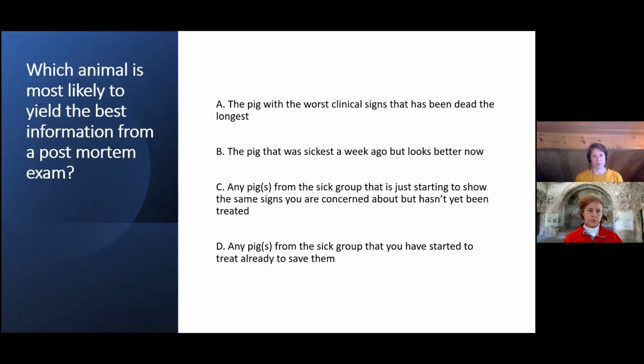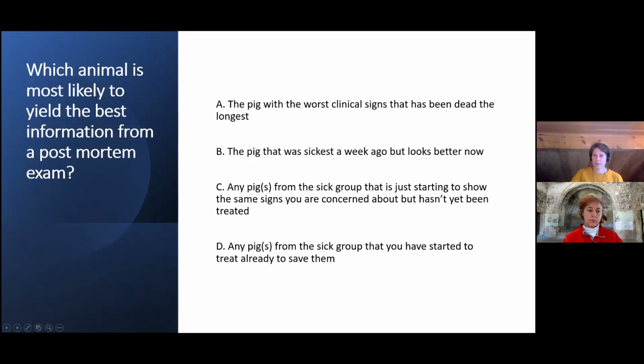And this is a great answer because this group of animals has the potential to reveal a lot of helpful information about the causes of illness that you're seeing in your herd, especially if you're willing to sacrifice more than one pig and submit tissues for exam to the lab.